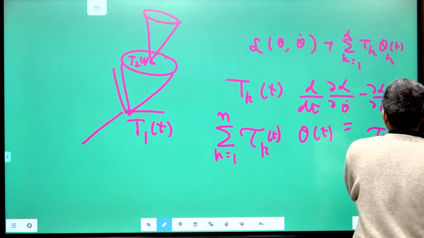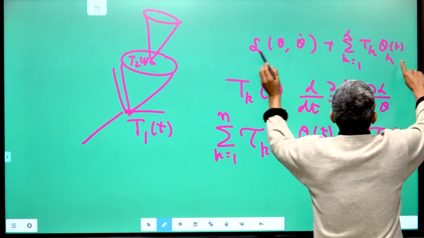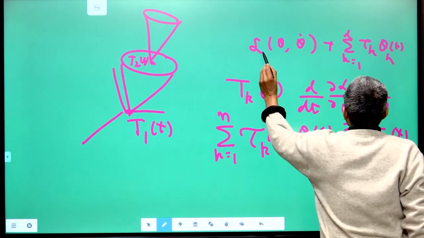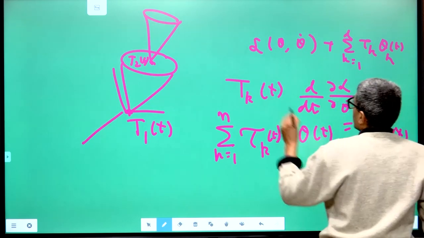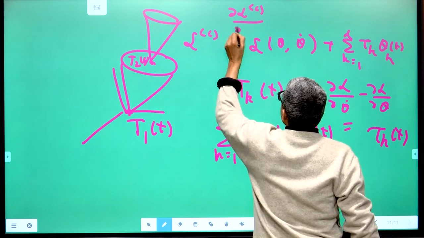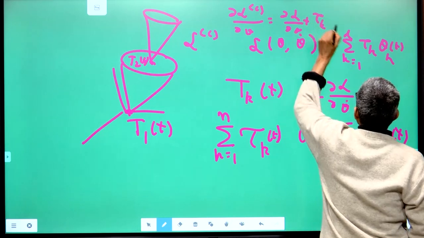Dou L by dou theta, dou L by this. So you are writing the Euler-Lagrange equation for this whole thing. So dou L by dou of this whole thing by dou theta will be equal to dou L by dou theta plus tau k, right? If I call this constant Lagrangian as LC, then dou LC by dou theta is equal to dou L by dou theta plus tau k, right?